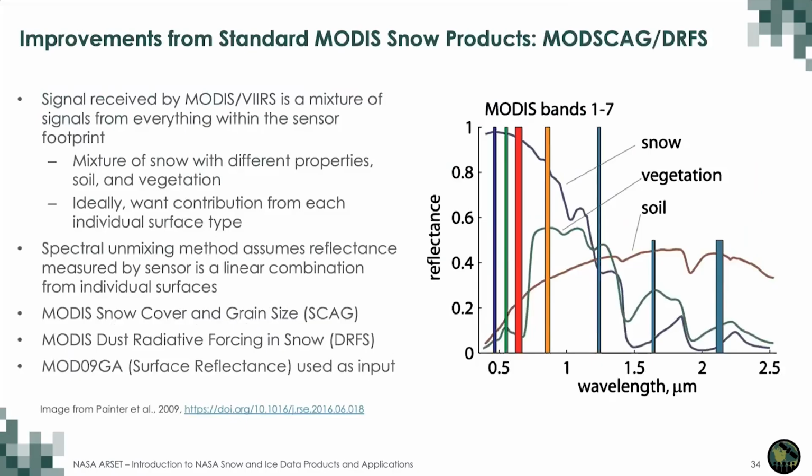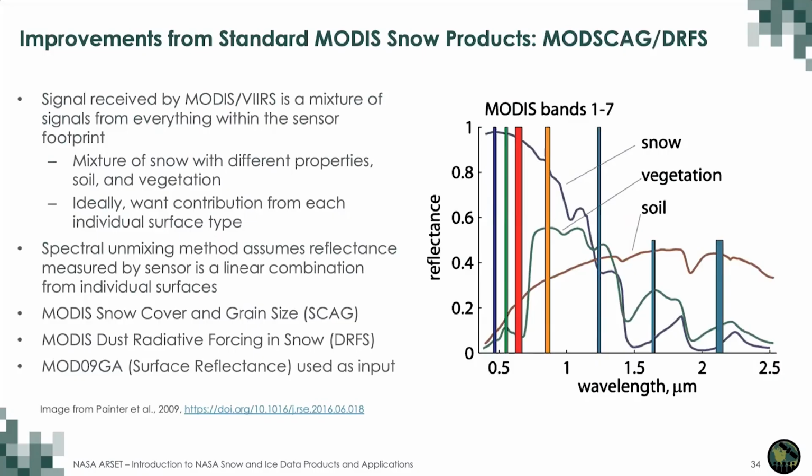So there's been improvements over the years to these products, but one of the big improvements is to look at the signal that you're getting and understanding that it's not just snow or not snow, it's a mixture of everything that is within that footprint: vegetation, soil, rock, whatever.